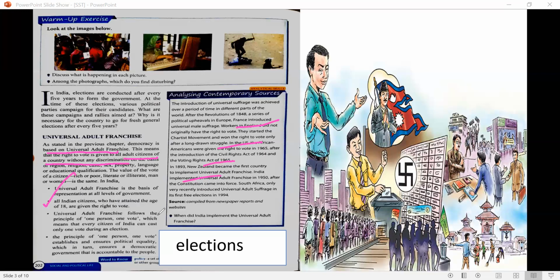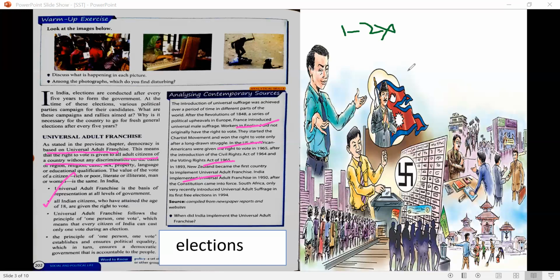Universal adult franchise follows the principle of one person, one vote. You cannot give two votes. If you are one person, you cannot give two votes. Which means that every citizen of India can cast only one vote during an election. No two votes, no three, no four, no infinity. You cannot vote more than once. How would you do infinity? It is not possible.